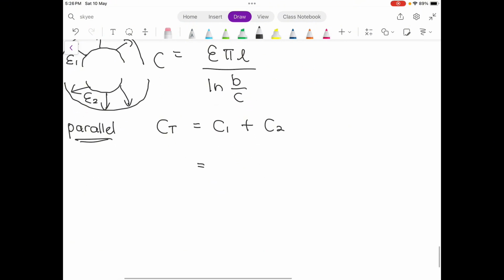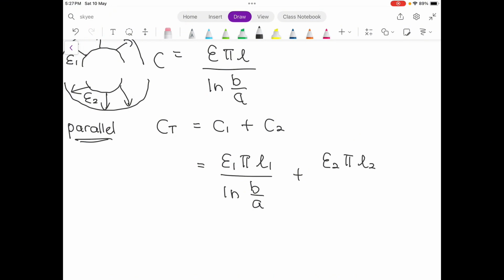What is C1? C1 is epsilon 1 pi L1 over ln B over A, plus epsilon 2 pi L2 over ln B over A. In fact, L1 and L2 are the same now, so you can just write down L. The difference would be the material.